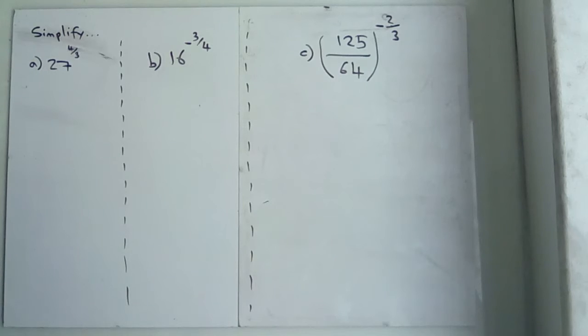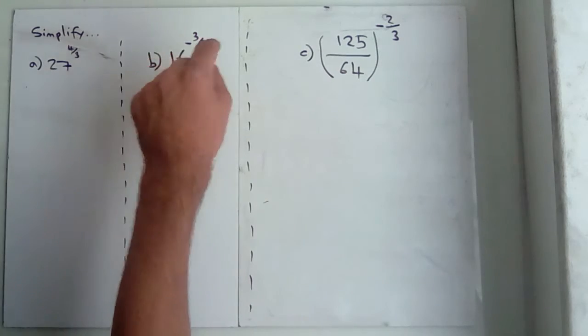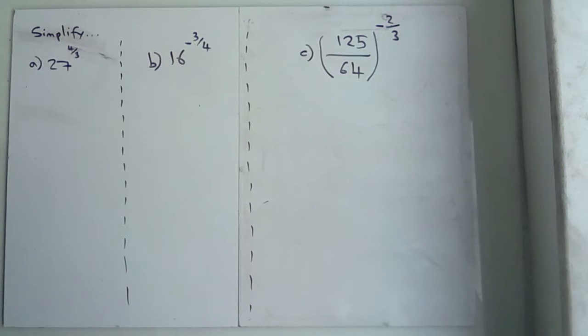Okay, here we need to simplify three different numbers being raised to rational powers, fractional powers in this case. In the case of B and C, fractional negative powers. So we need to simplify 27 to the power of 4 over 3, 16 to the power of minus 3 over 4, and 125 over 64 to the power of minus 2 over 3.